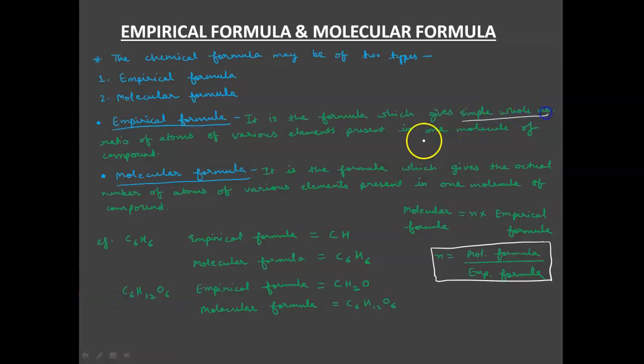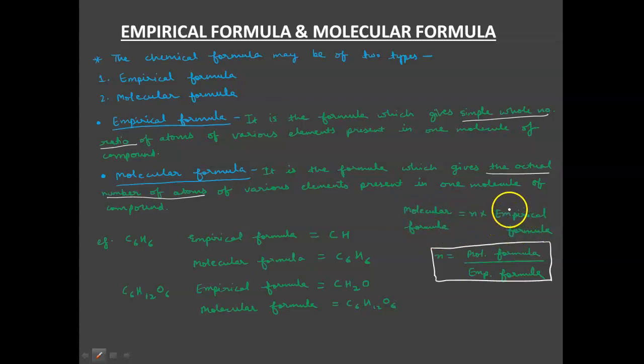Look, simple whole number ratio. On the other hand, the molecular formula is the formula which gives the actual number of atoms of various elements present in one molecule of compound. We are comparing both the formulas for one molecule of compound. First one, the empirical formula is the simple whole number ratio, and the molecular formula is the actual number of atoms. So this is the relation between molecular formula and empirical formula: molecular formula equals n into empirical formula.